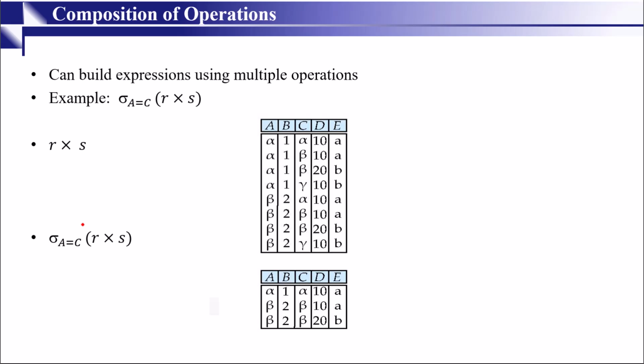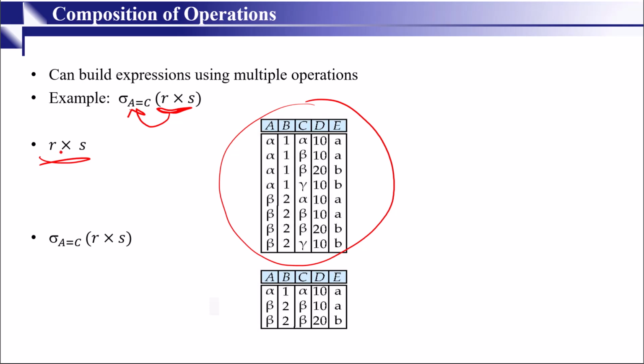We can combine operators. So for example, here we say Cartesian product of R and S, then out of that one, we want to select the records where A is equal to C. So it means we will first do a Cartesian product of R and S, then out of this one, whenever A and C are the same, we will take out. So this one, then this one, then this one will come to here. And because this is repeated, it's one time only, this is one time and this is one time.